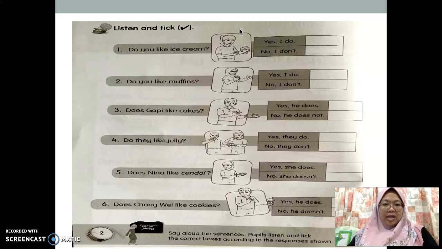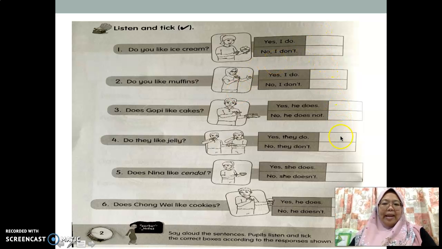Ya, saya suka. Jika tidak, the correct answer is no, I don't. Tidak, saya tidak suka. So, you need to choose the correct answer. Refer to the picture. Question number 2.